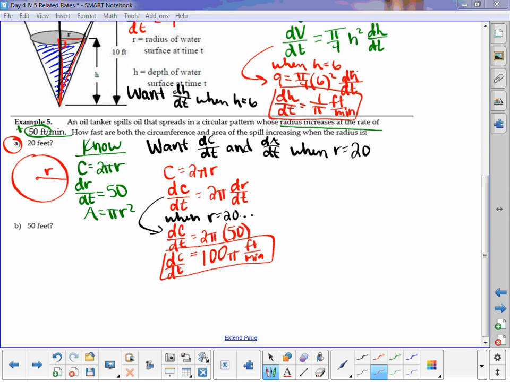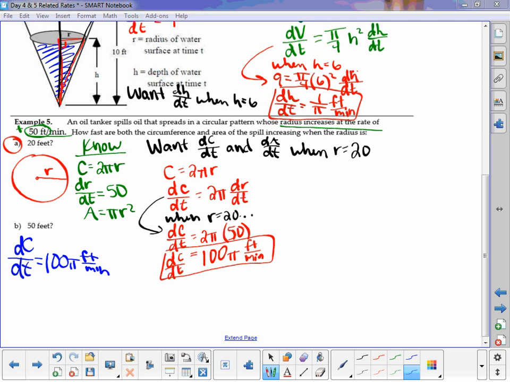Did it matter that my radius was 20? No, there's no r within here. So regardless of how big my radius is, the circumference is changing at the same rate the whole time. Interesting. So can I know dC/dt for b here? Yes, because it doesn't matter what my radius is. If I were to go through the same process again, I would have no radius to substitute in, so I automatically know that's going to be 100 pi.